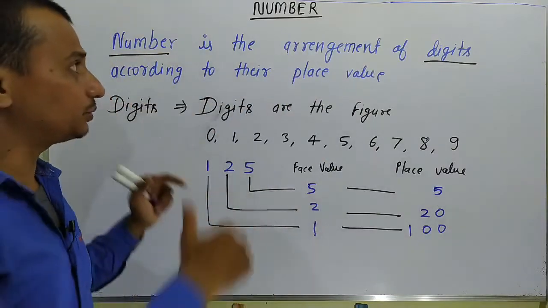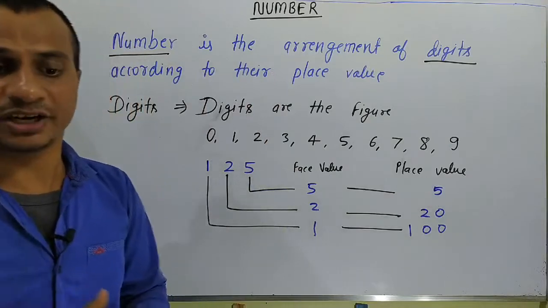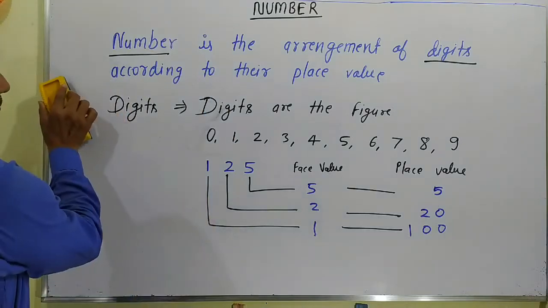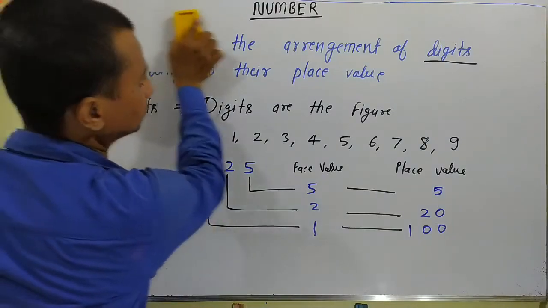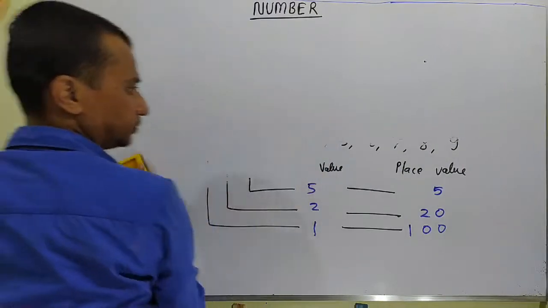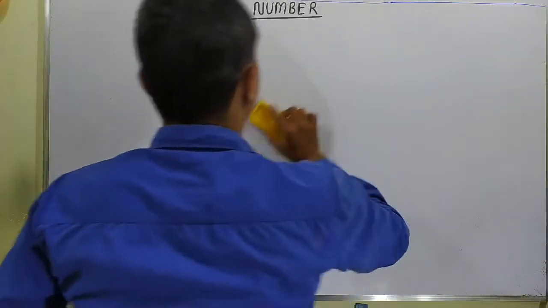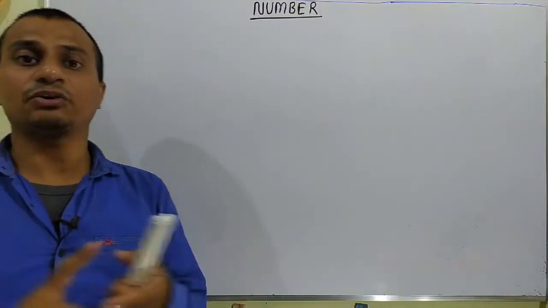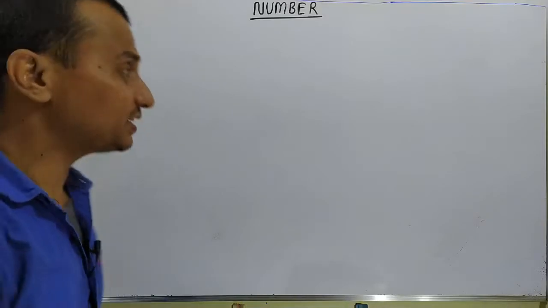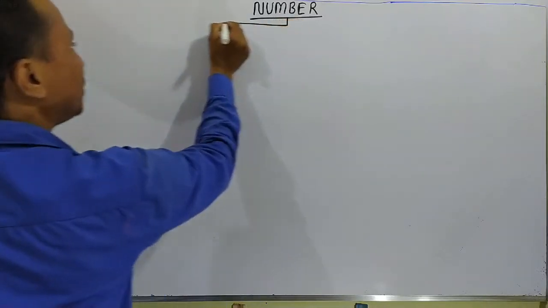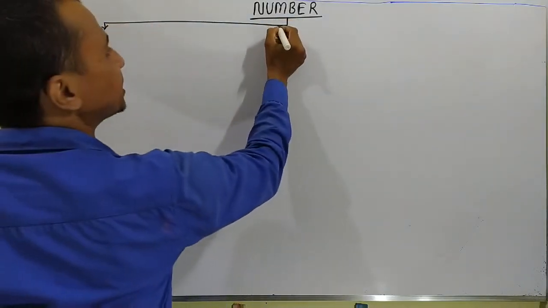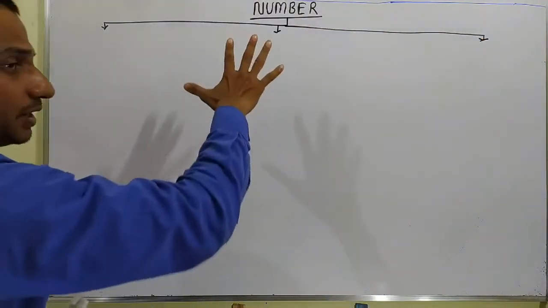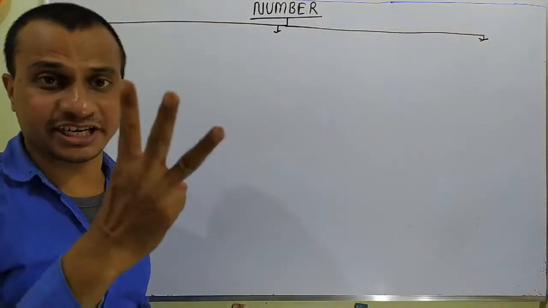Now we are going to explain about the number system. What is the number system? In number system, we have to study the different types of numbers. First of all, all the numbers can be divided into three types.